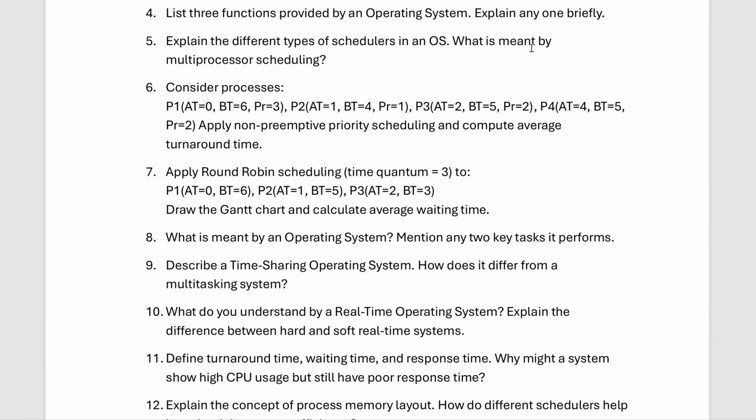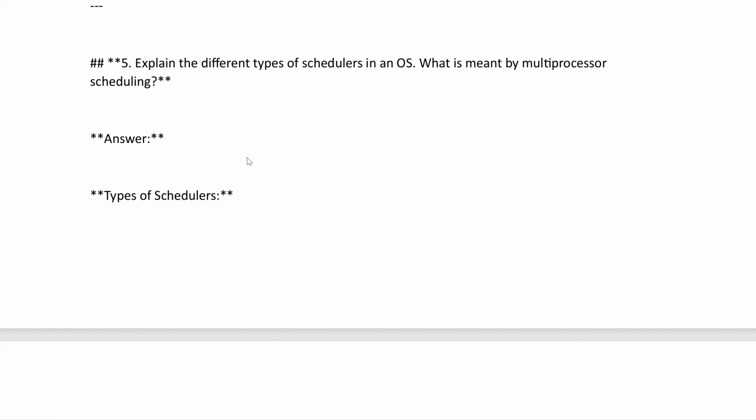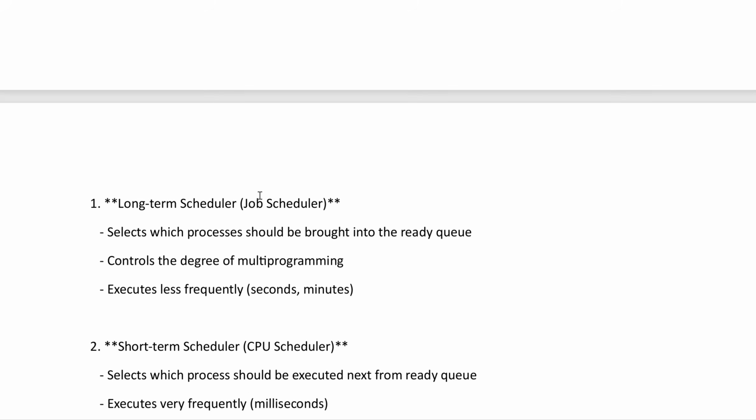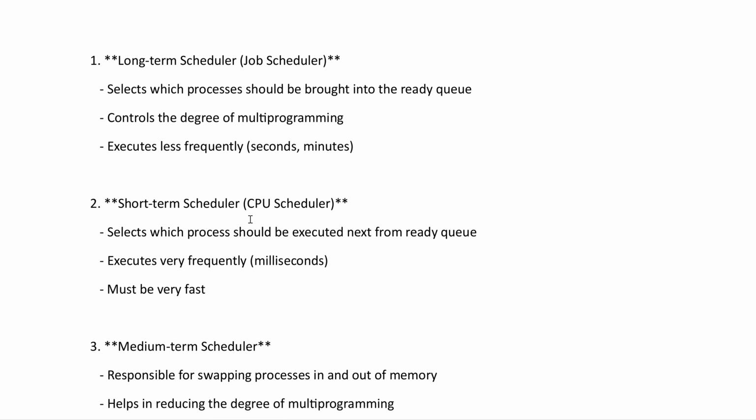The next question is: explain the different types of schedulers in an operating system. What is meant by multiprocessor scheduling? Types of schedulers: the first is the long-term scheduler, also known as the job scheduler. It selects which processes should be brought into the ready queue, also controls the degree of multiprogramming, and executes less frequently, that is, after seconds or after minutes.